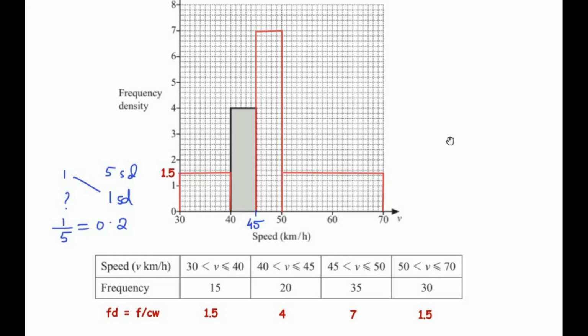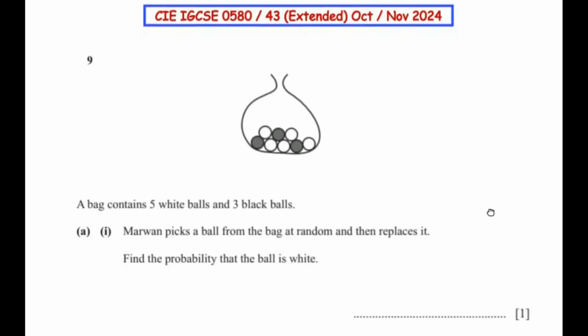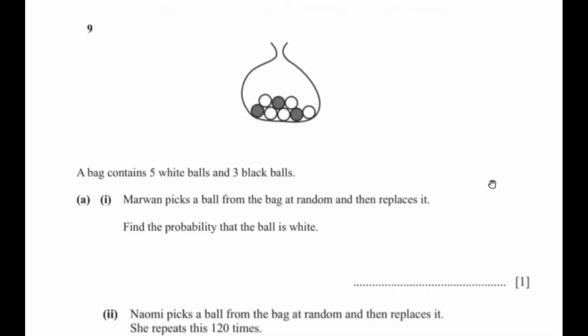Now moving on to the 9th question. Now the 9th question is from probability. A bag contains 5 white balls and 3 black balls. Marwan picks a ball from the bag at random and then replaces it. Find the probability that the ball is white. So here we have been given that there are total 8 balls, that is 5 plus 3. And out of that, Marwan is going to pick a ball which is white in color. And since we have 5 white balls, the probability is going to be 5 out of 8. That is 5 white balls out of total 8 balls. So here the answer is 5 over 8.